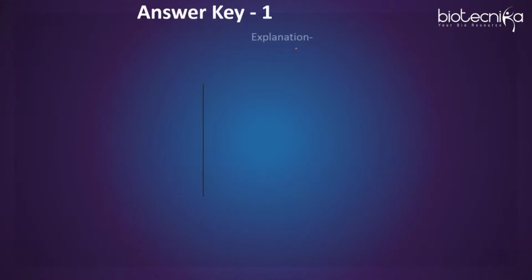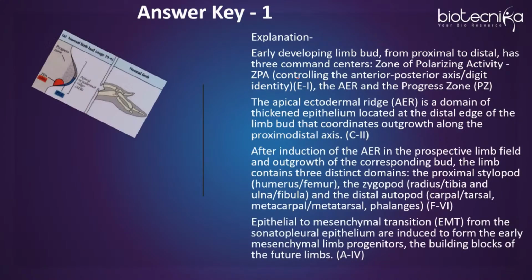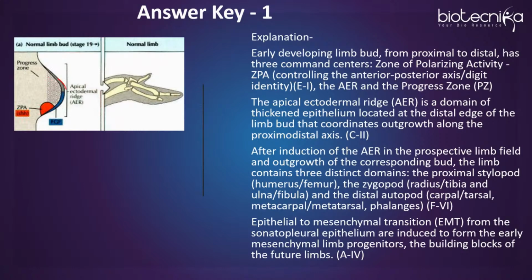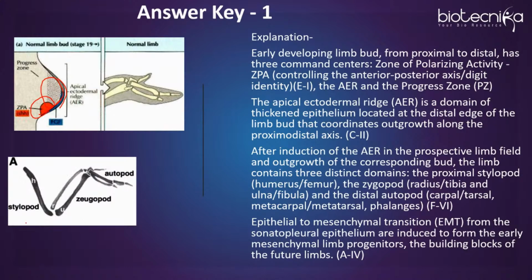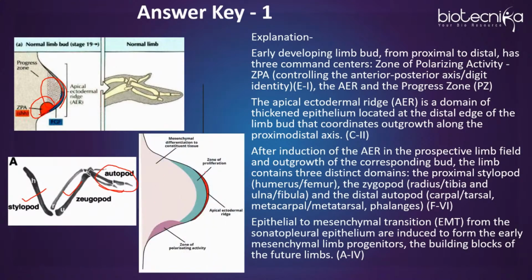No need to explain anything. Everything I just mentioned to you. So basically this is the apical ectodermal ridge. This is the progress zone. This is ZPA. And this is stylopod, zygopod. Autopod is the most distal part. And yes, this is the apical ectodermal ridge. This is ZPA. And these are all mesenchymal cells. Okay. So answer 1 is correct.